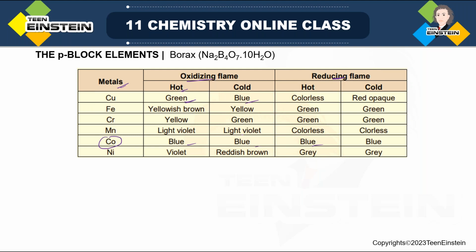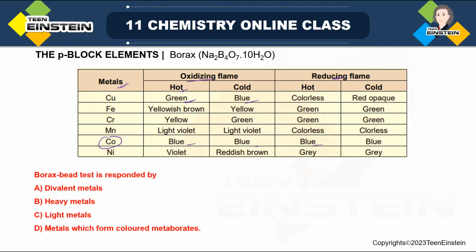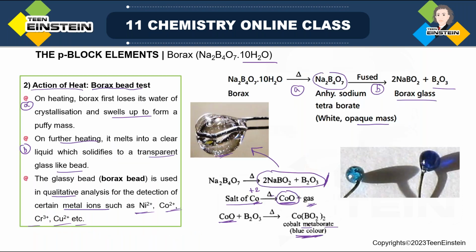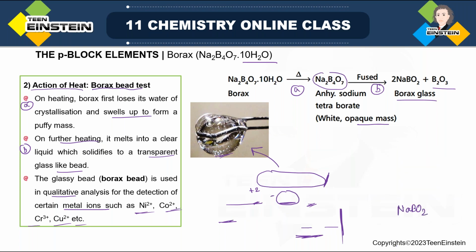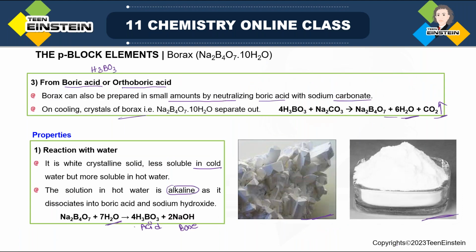Now, based on this information, that is the Borax bead test, let's solve this question. The question is saying that the Borax bead test is responded to by divalent metals, heavy metals, light metals, or metals which form colored metaborate. Just have a look at the previous slide. What we have seen here is the formation of cobalt metaborate, Co(BO2)2. Remember sodium metaborate, NaBO2, we have already seen during the preparation method, right?